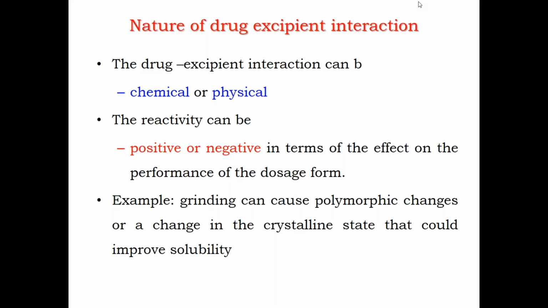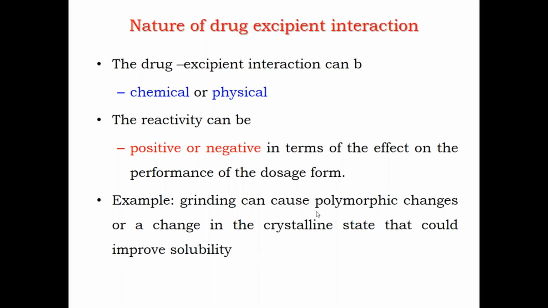Okay. So coming to the next, when drug and excipient interaction happens, the effect can be either positive or negative. A positive effect is advantageous, and a negative effect is disadvantageous. Many times the drug excipient interaction can be advantageous, where we expect the interaction to happen. So positive and negative in terms of the effect on the performance of the dosage form, which depends on the drug excipient interaction.